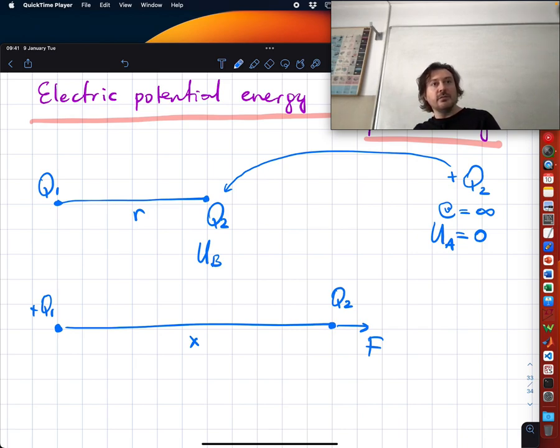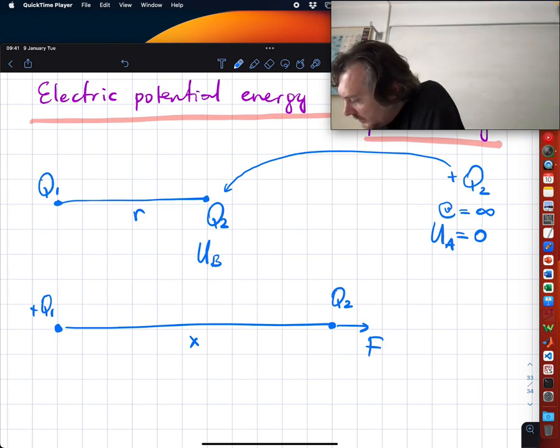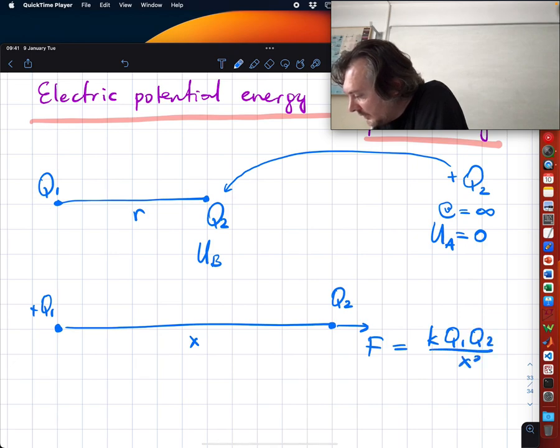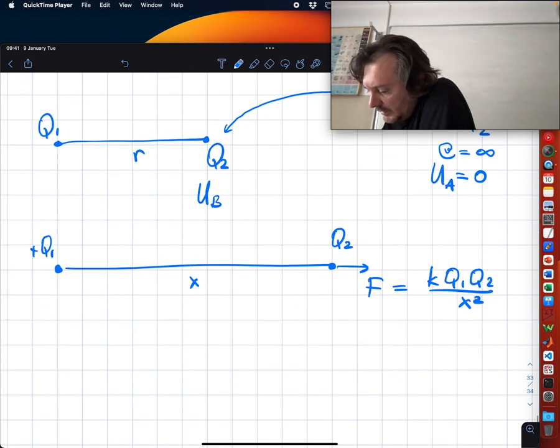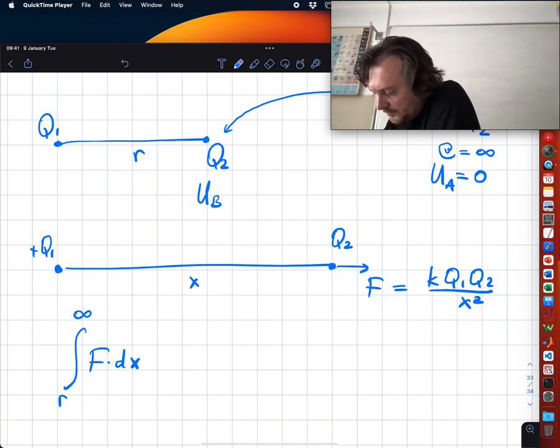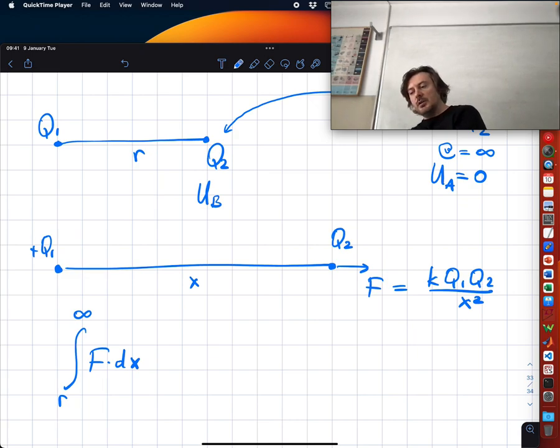You know this. Please answer. K Q1 Q2 over x squared. Let's take the integral of F dot dx, and let's go from r to infinity. By doing this integral, are we going to find the work done on the system or by the system? By the system. Do you agree with that? Yes.